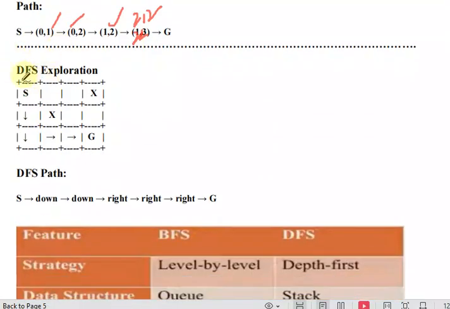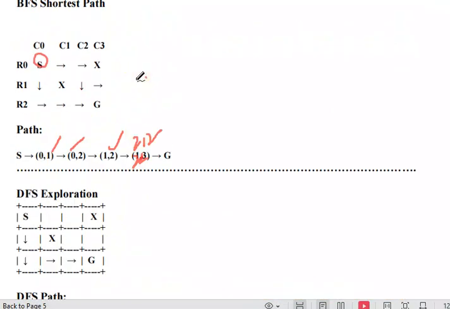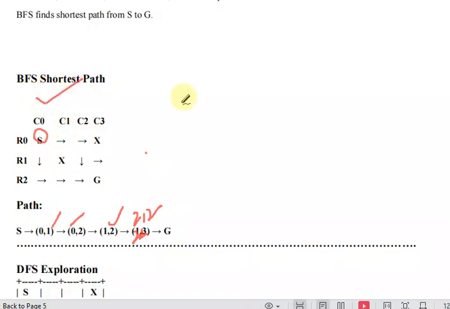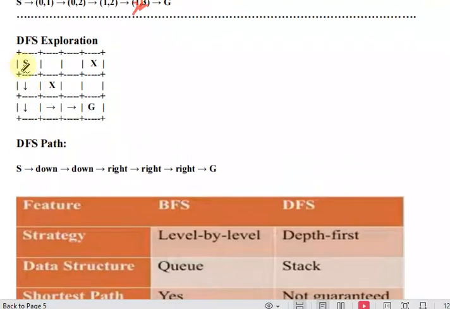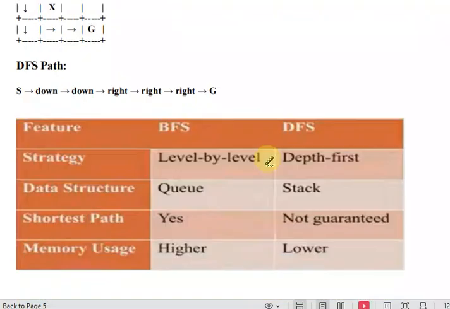So for the depth first search exploration, we have the same as we have followed here, but in this we will use the recursion method, so it can go forward and backward in both directions. From S we will go down, down, and after that right, right, right, right, and right, and then we will get the G.